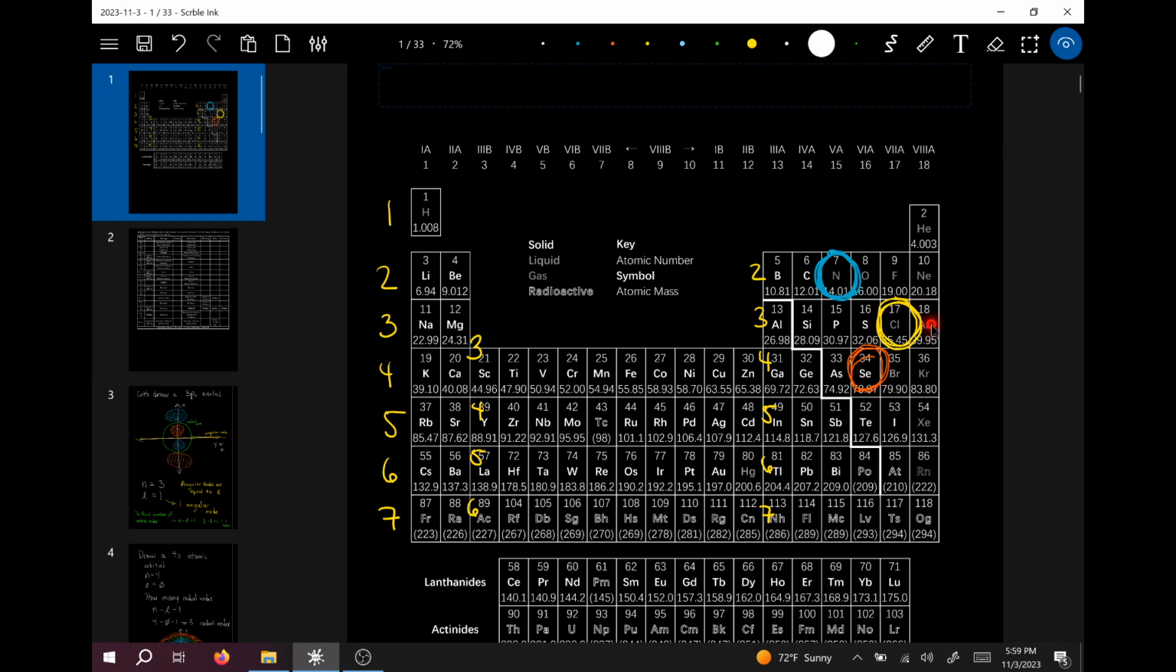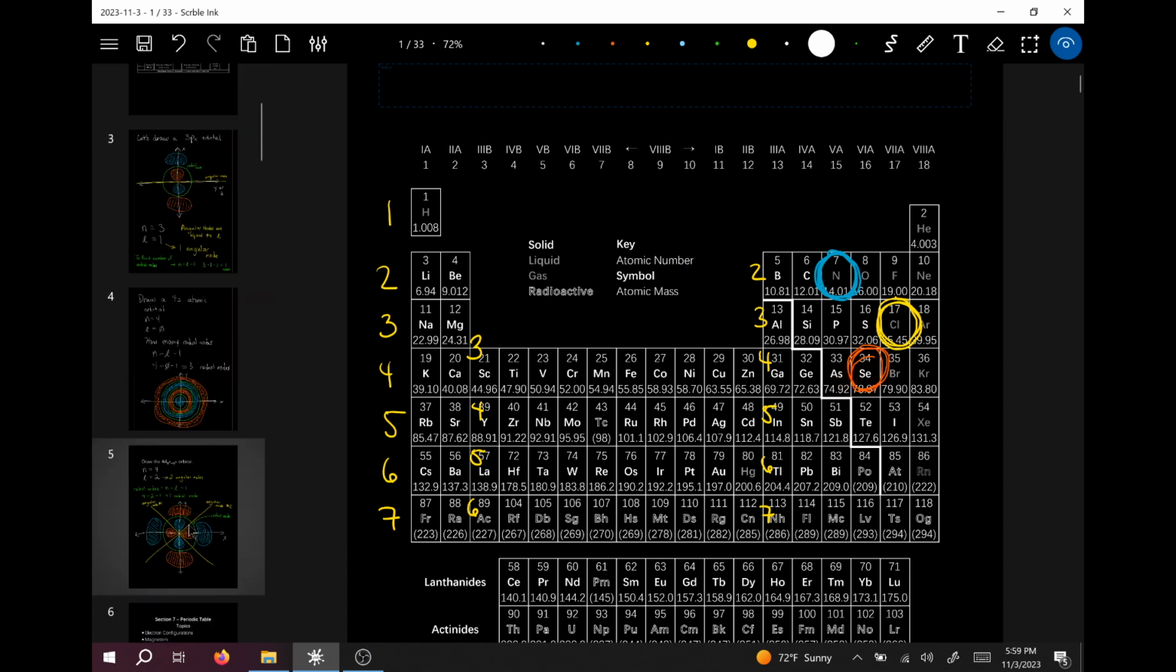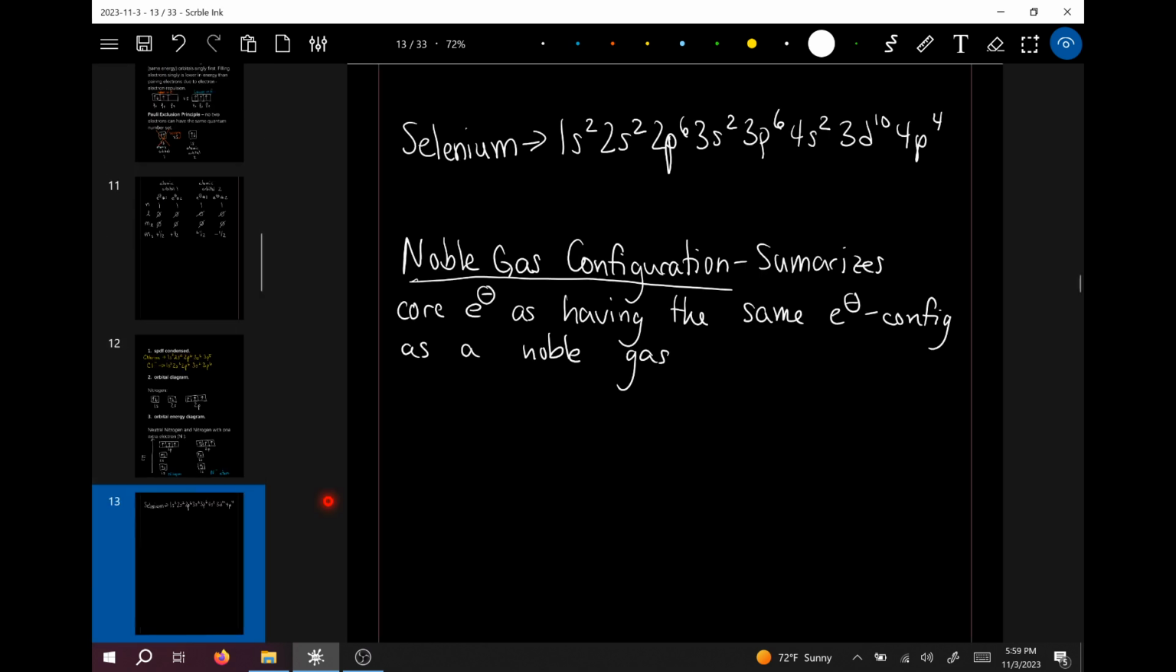Argon's electron configuration is 1s2, 2s2, 2p6, 3s2, 3p6. And because selenium has the same exact electrons inside of those orbitals, we're going to say that all of those electrons that are in the rows above it are inside of a symbol that we're going to assign argon. So if I go back to my example here, I'm going to write down the noble gas configuration for selenium. The noble gas configuration for selenium is the previous noble gas, which again is argon. We're going to put it in brackets.